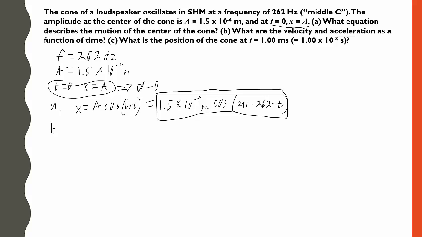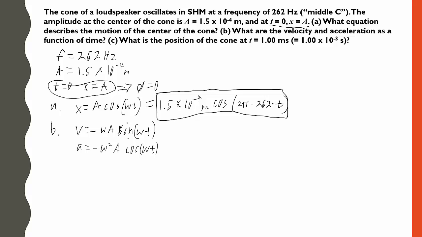And for part B, we want the velocity and acceleration as a function of time. So velocity again was just negative omega A sine omega t. So you just plug in the numbers. I won't even waste your time. And then we also want acceleration, which is negative omega squared A cosine omega t. And we've got all these values, right? So we can just go ahead and plug those in. For omega here, again, you'll want 2 pi times 262 for those.